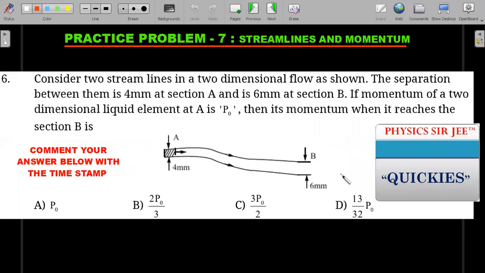Okay, last one. This should also interest you a lot. It's about streamlines and the momentum carried in a two-dimensional flow. The question is in front of you. I don't want to spoil your experience by reading it now. Pause the video, read it properly, and comment your answer among the 4 options with the timestamp below. I'll respond. These are the 7 practice problems I would request you to attempt to ensure that the streamlines concept and Bernoulli's theorem application are well resolved for JEE Advanced level.